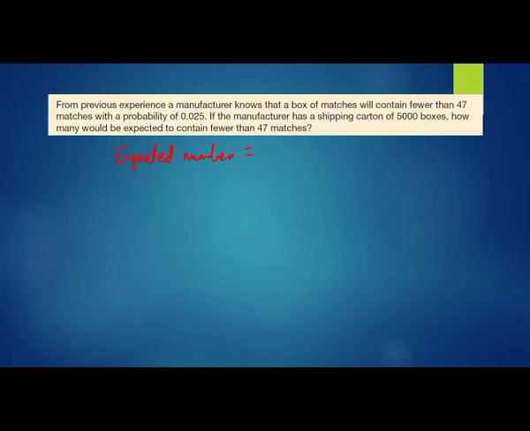The way we work it out is we write down the probability of success multiplied by the total that we have. So the probability of success we've mentioned is 0.025 on the question, and this is out of 5,000 boxes.